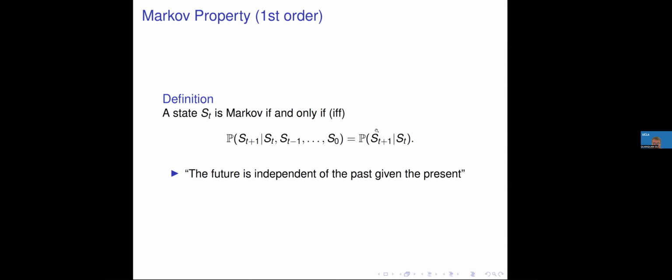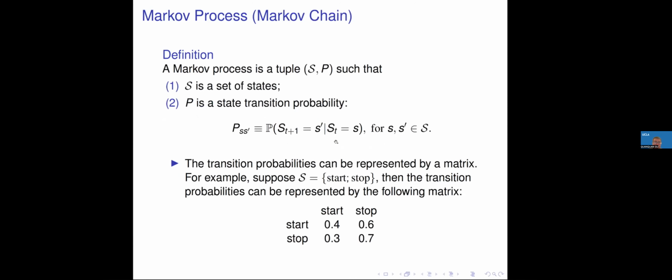So the meaning of this equation is that the future of the state is independent of the past given the present. Because S_{t+1} is the future, S_t is the present, and S_0 to S_{t-1} is the past, the history. So Markov property means the future only depends on the current, the present state. The future is independent of the past, conditional on the current state. That's the meaning of Markov property.